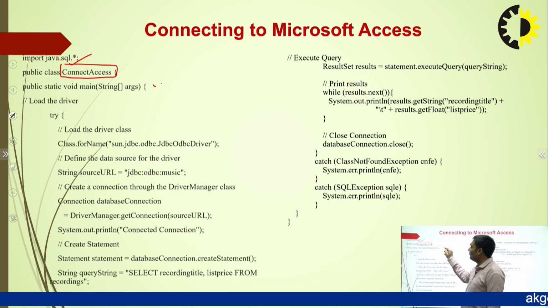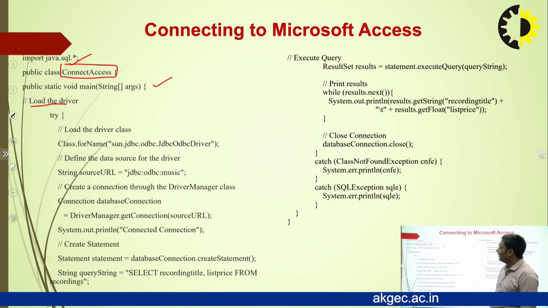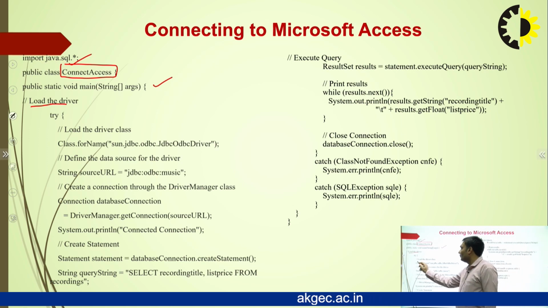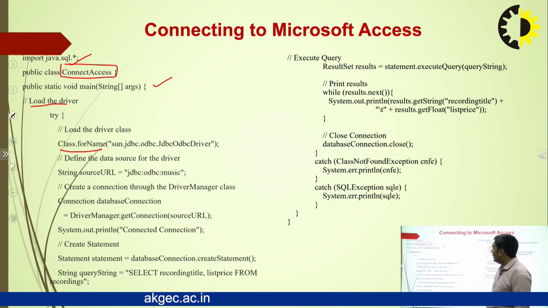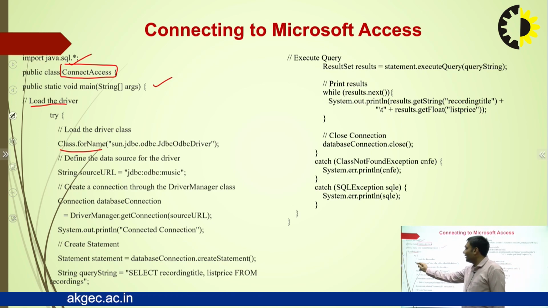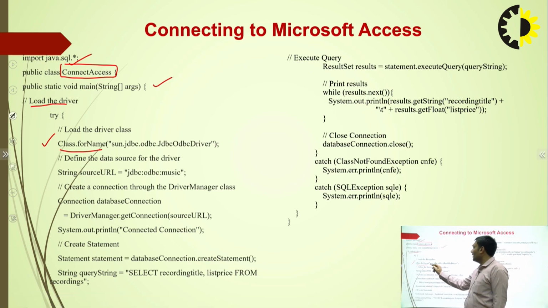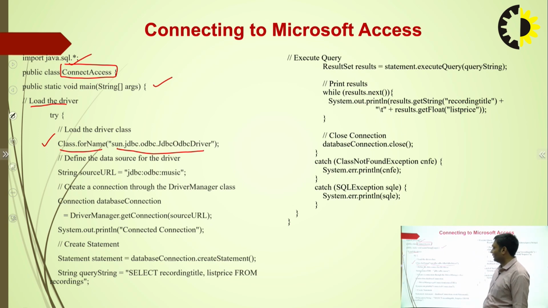Then it is a main function. The first step is to load the driver. To load the driver, we need to call a method named Class.forName. You use it as it is, and inside it you write a string, the name of the driver: sun.jdbc.odbc.JdbcOdbcDriver. Here the J is capital, O is capital, D is capital.